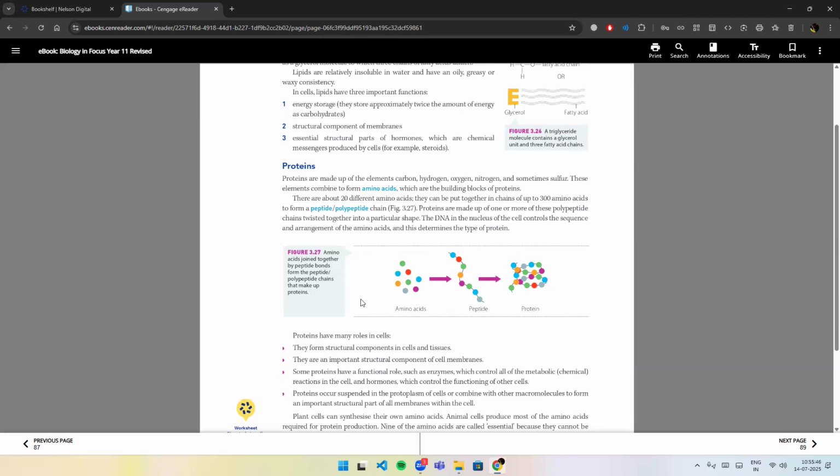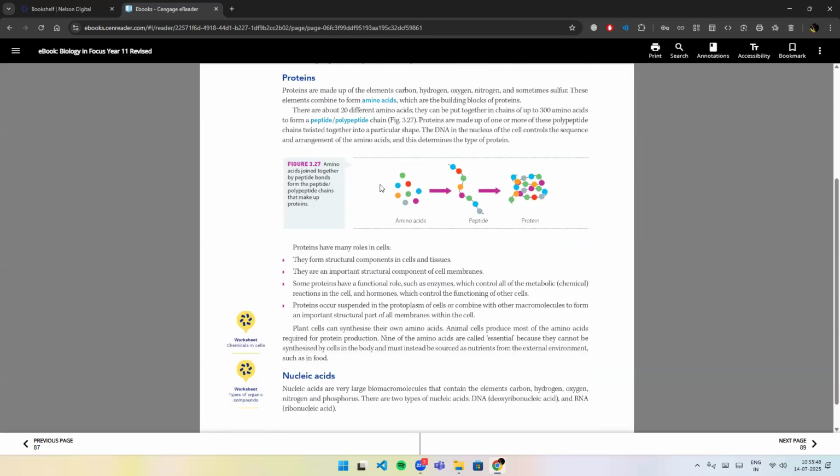Proteins. Proteins are made up of the elements carbon, hydrogen, oxygen, nitrogen, and sometimes sulfur. These elements combine to form amino acids, which are the building blocks of proteins. There are about 20 different amino acids that can be put together in chains of up to 300 amino acids to form a peptide or polypeptide chain. Proteins are made up of one or more of these polypeptide chains twisted together into a particular shape.